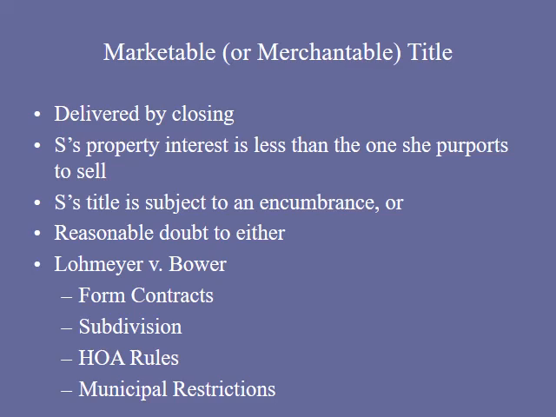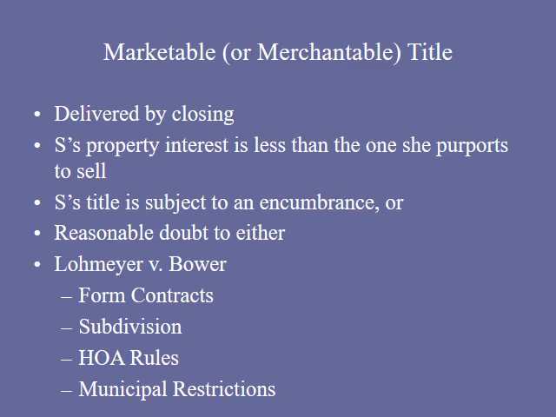I already mentioned that this standard of title needs to be delivered by closing, but if it's clear early on that it can't happen by closing, the buyer's going to be able to get out. So the first example is the seller's property interest is less than the one she purports to sell. So if the seller has promised 40 acres and a mule but only has 25 acres and a mule, then he or she is not going to be able to deliver the full 40 acres as promised. So that's a pretty clear example of less than marketable title to the property as promised.